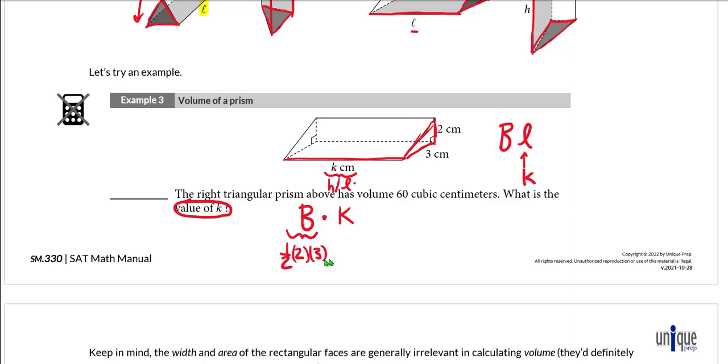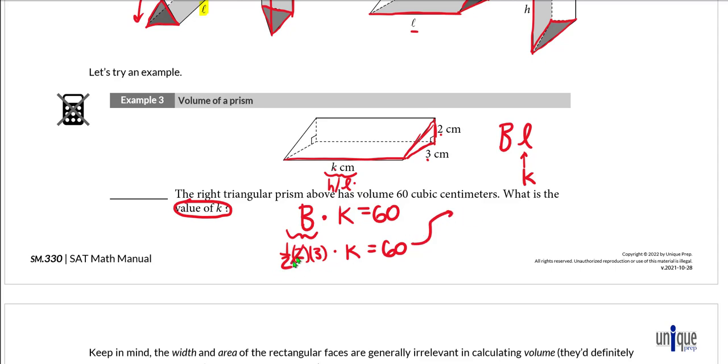It doesn't matter which of these two values is the base and the height of that triangle. 1/2 2 times 3, or 1/2 3 times 2 times that K, and we know that our volume here is going to be 60. So now we've just got a simple basic equation to solve.